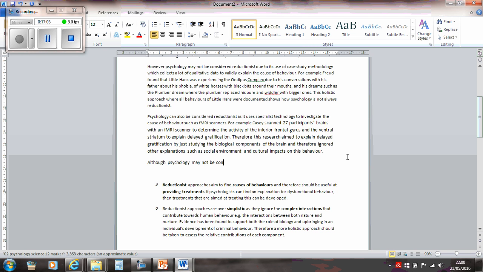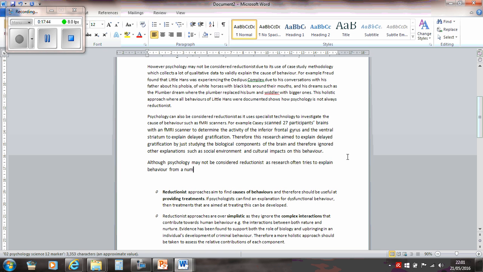It may not be considered reductionist. What studies have we got that might not have been reductionist and might take into consideration lots of explanations for behaviour? Maybe Bandura, it's quite holistic. What other ones do we say are holistic? Developmental? Okay, so not so much. Psychology may not be considered reductionist as research often tries to explain behaviour from a number of approaches and is therefore more holistic and valid in its conclusions.